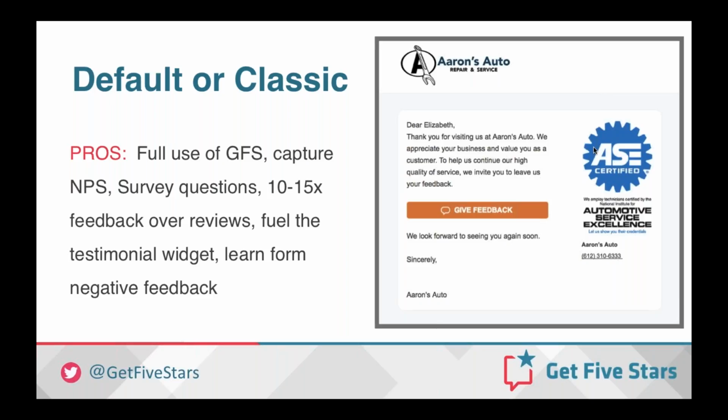So, with the classic or the default version, this gives you the full use. The pros here: you have full use of all the GetFiveStars features. You get survey questions. You're capturing Net Promoter Score. As I mentioned earlier, you're enabling the feedback dialogue between ratings and the text feedback they give you. You will see anywhere from 10 to 15, as high as 20 times more internal feedback than reviews. That's the nature of the beast, right?